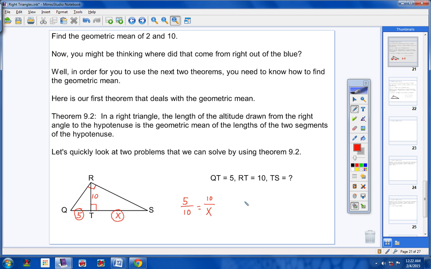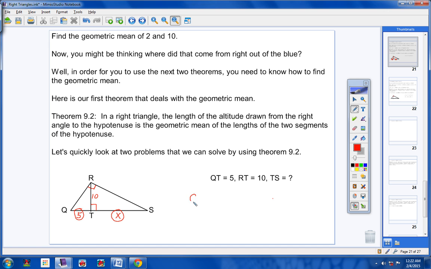So, 5 times x is 5x. 10 times 10 is 100. Set them equal. Divide both sides by 5, and x equals 20. Now, if you don't like using these ratios like this, I understand that. I can handle that, okay? That's fine. Maybe this is easier for you.